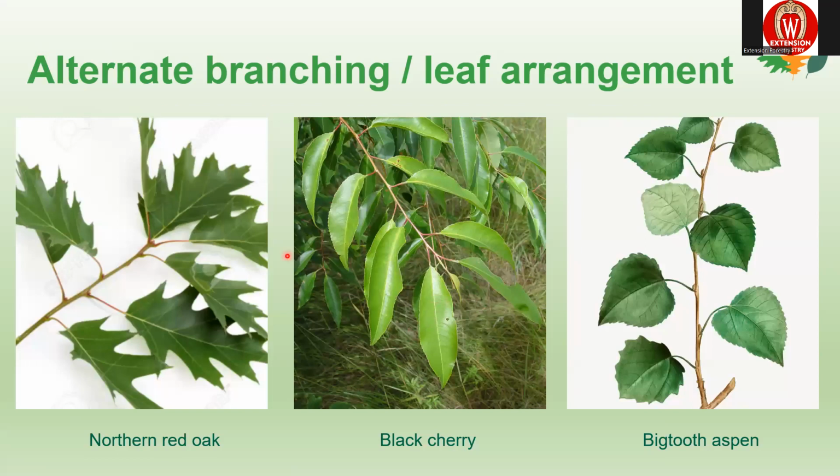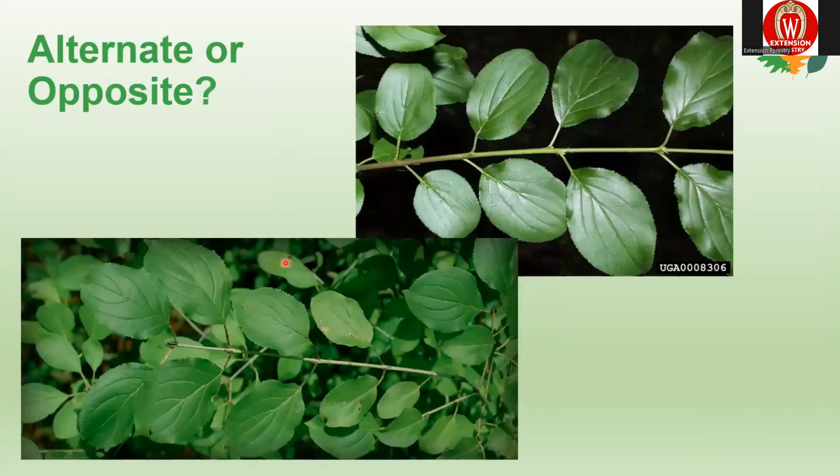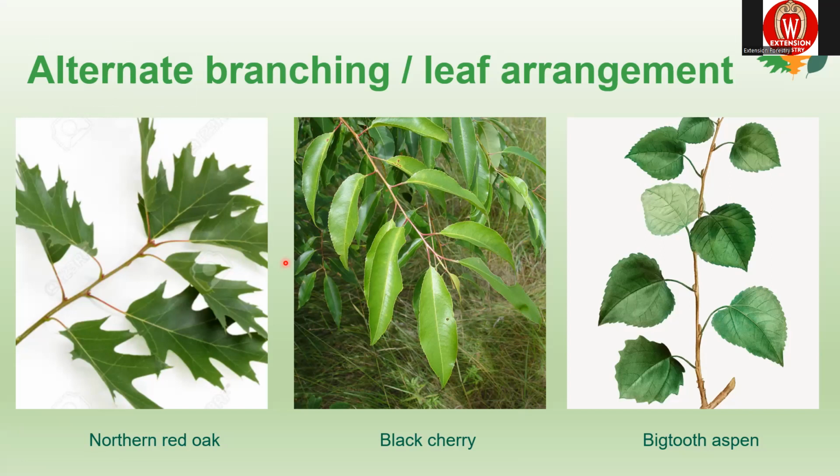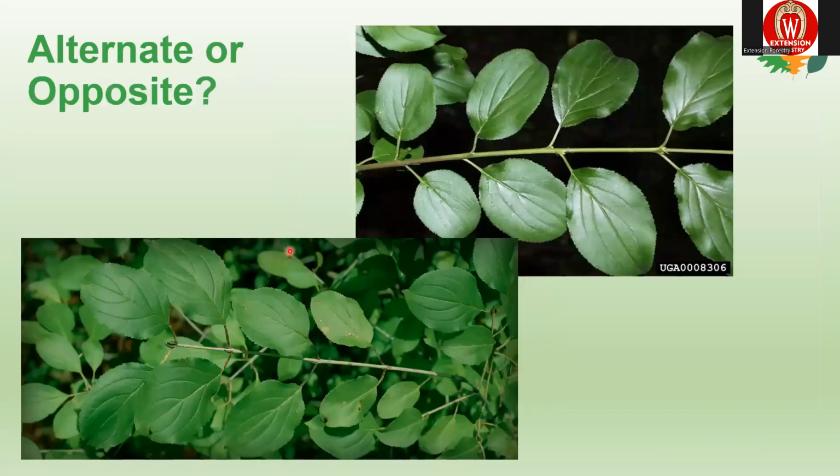All right, then alternate branching. This is what most trees are that you'll find out there. Any other tree is going to be alternating. So red oak, black cherry, aspen, these are all examples of alternating leaf pattern.